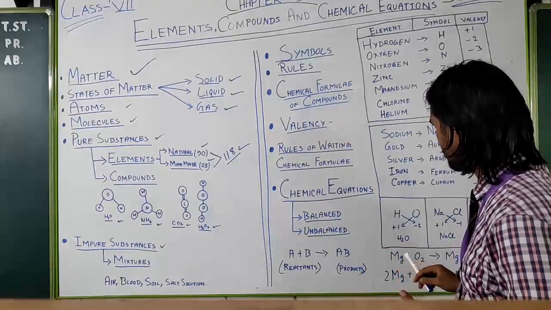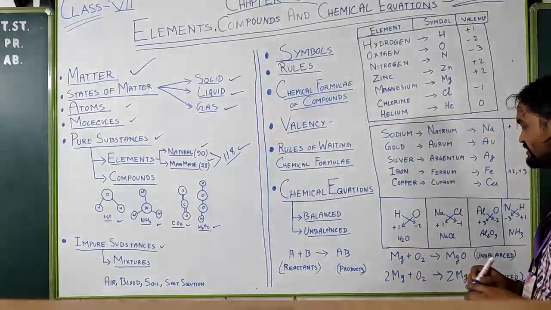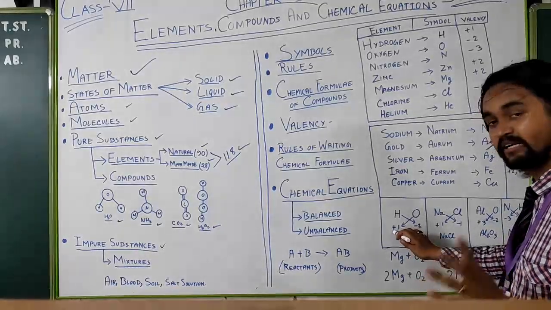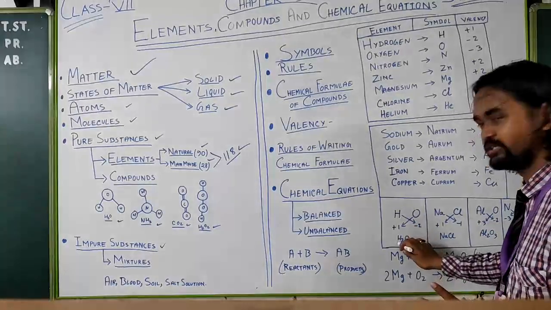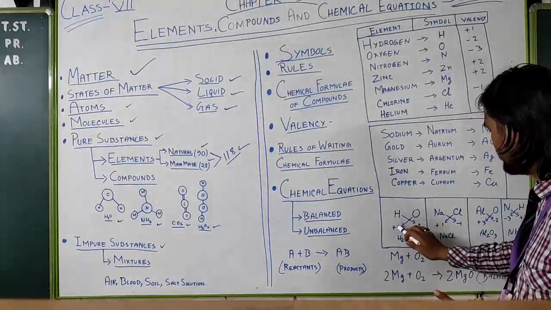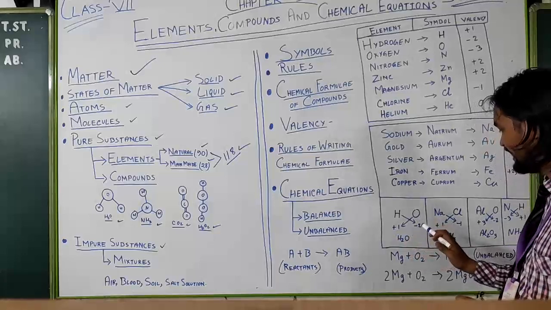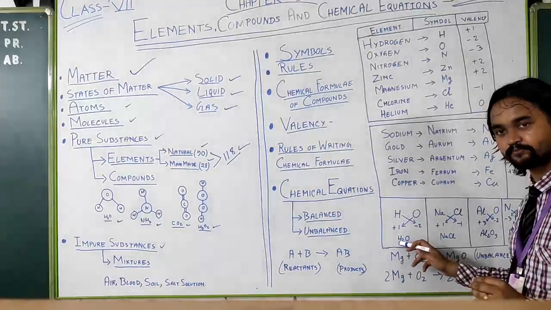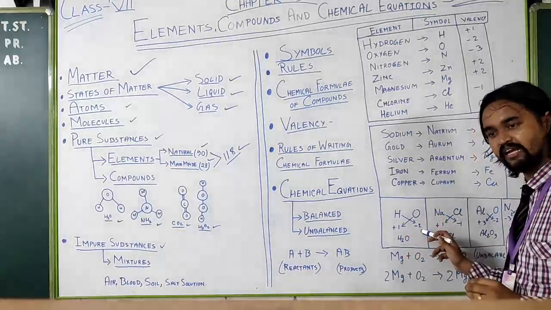Now, here is the process of writing a chemical formula. At first, the element that contains the positive valency should be written in first position. That means in case of water, hydrogen has a positive valency of +1 and oxygen has a negative valency of -2. Here we must write hydrogen in first position and oxygen in second position, because hydrogen has a positive valency and oxygen has a negative valency.